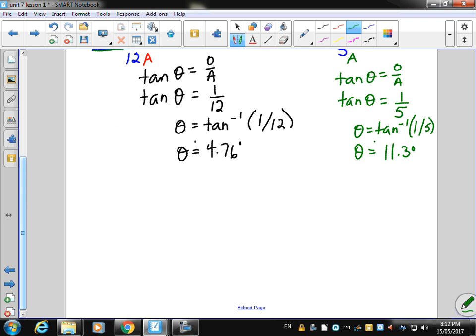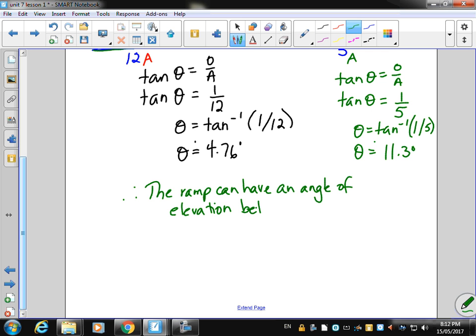So the wheelchair ramp can have an angle of elevation between 4.76 degrees and 11.3 degrees.